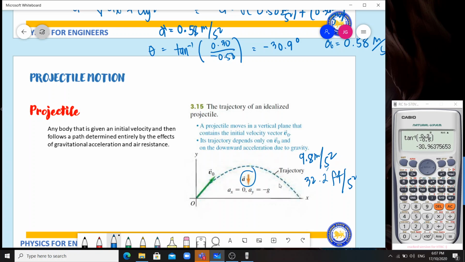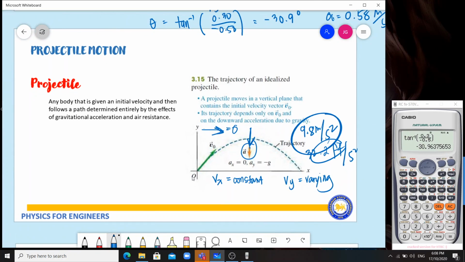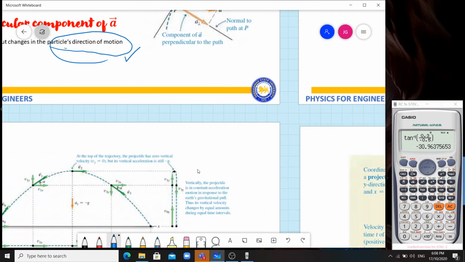Now, meron tayong acceleration vertical pero wala tayong acceleration pa horizontal. Zero acceleration tayo dito. Now, pag sinabi mong zero acceleration pa horizontal, ibig sabihin, ang velocity x natin ay constant kasi wala nga siyang acceleration. Pero, ang Vy natin is varying, depende dun sa gravity. Okay? So, yan yung trajectory natin.